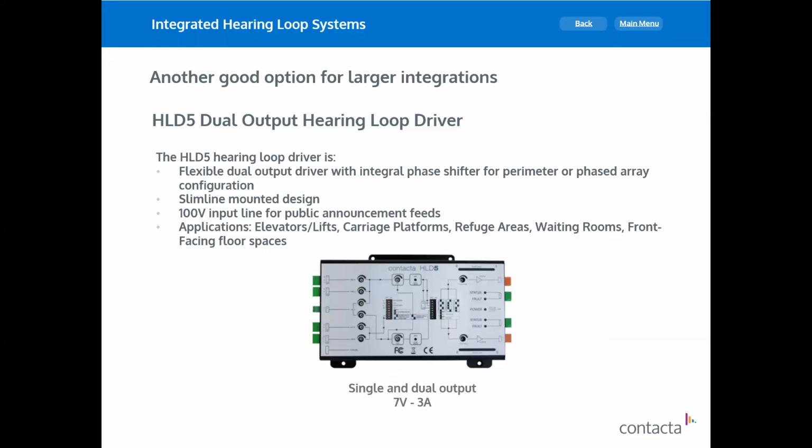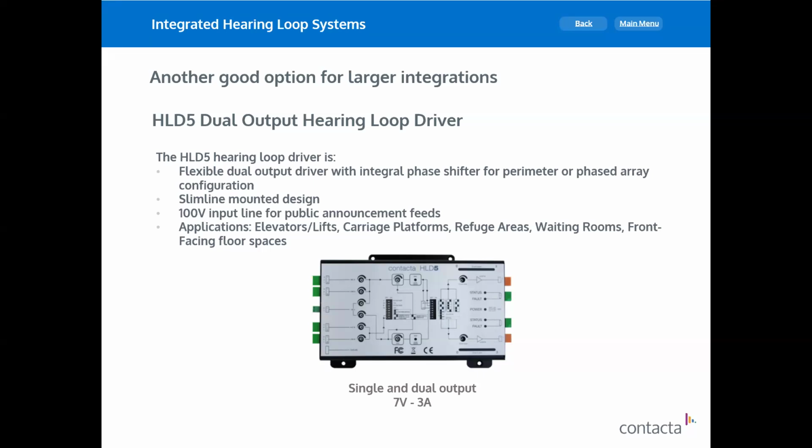So finally, I want to go into the product and the hardware a little bit. I mentioned the A42, that little PCB so far. We also have other options and bigger options that are just as good or maybe even better. The HLD5 is a dual output hearing loop driver. It is one of our oldest products, but for integration purposes, it is excellent because it has a 100-volt line in. So that's absolutely ideal for public announcements, etc.